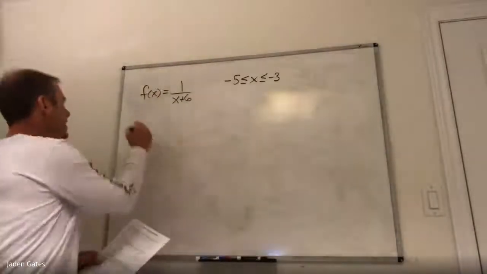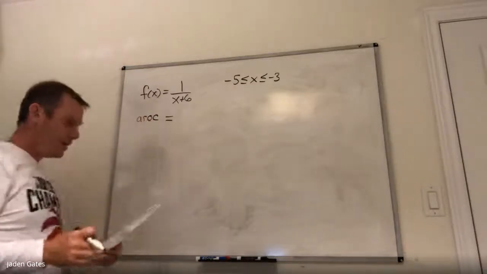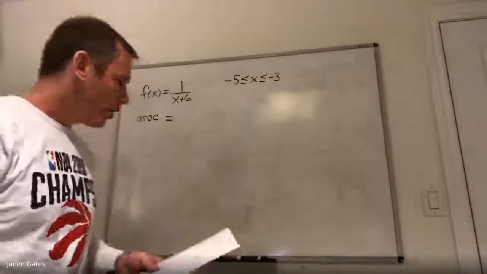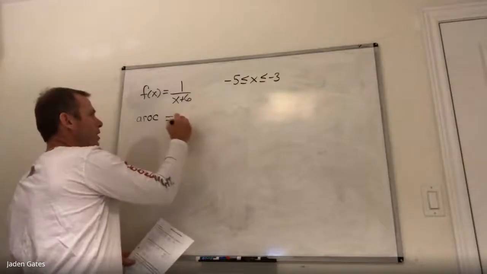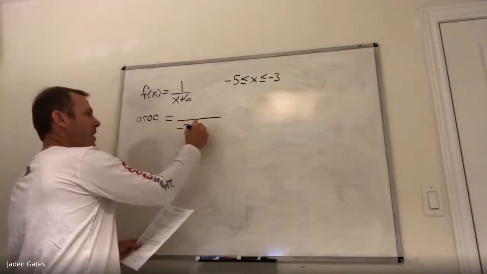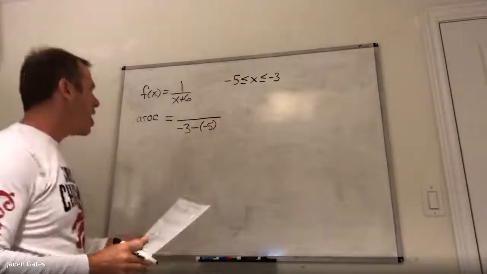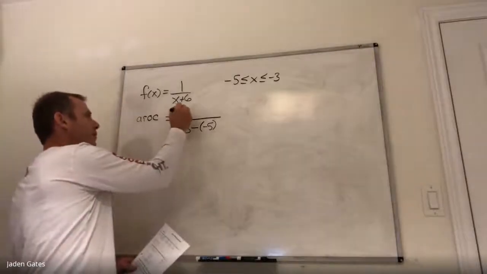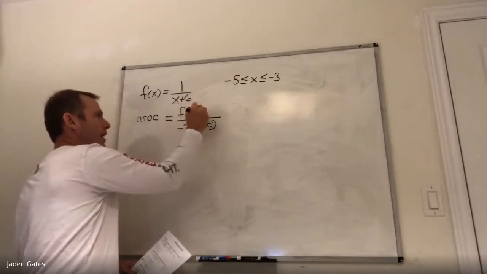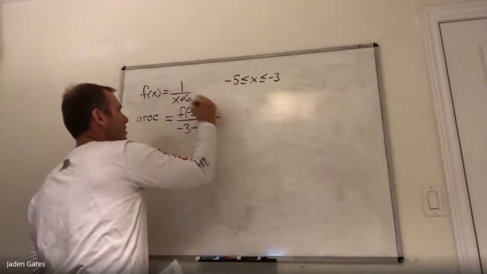Now, when you're finding the average rate of change, so my AROC, we can use the slope formula, where on the bottom we have our x2, which is -3, minus our x1, which is -5. Now, on the top, you have your y2, which means in the function we are going to sub in a -3. And for your y1, we're going to sub in a -5 into this function here.